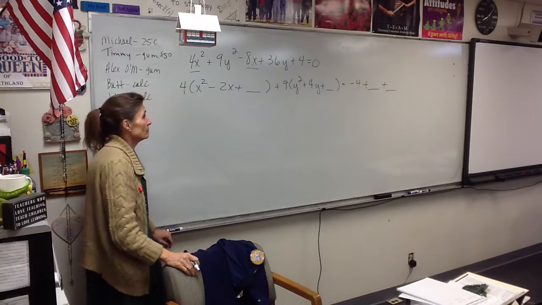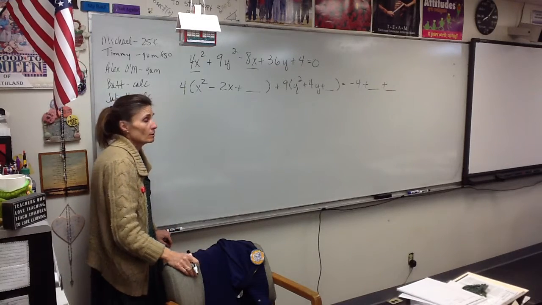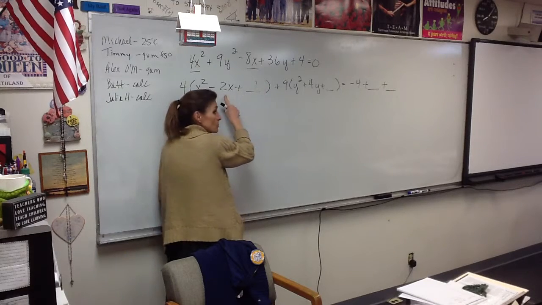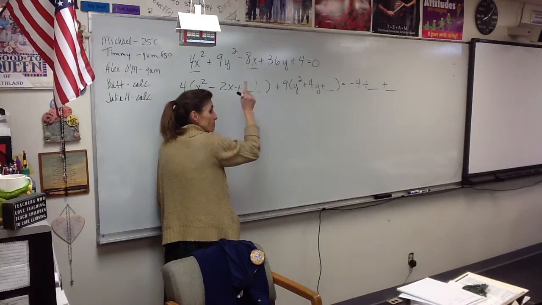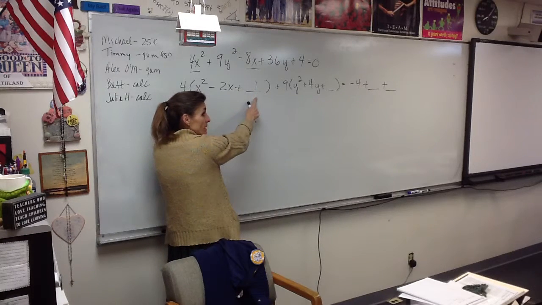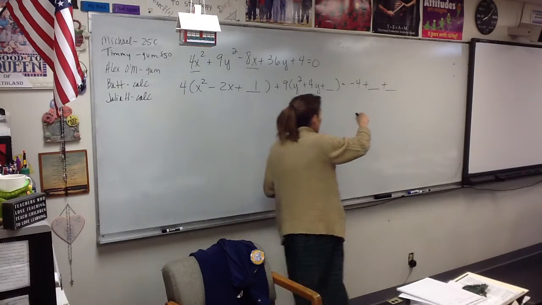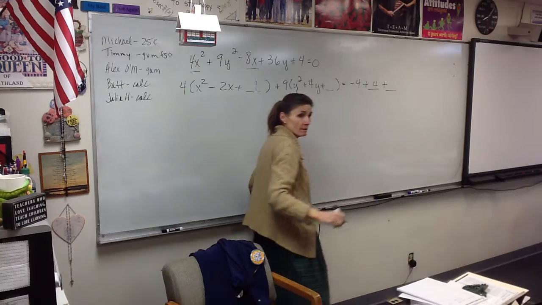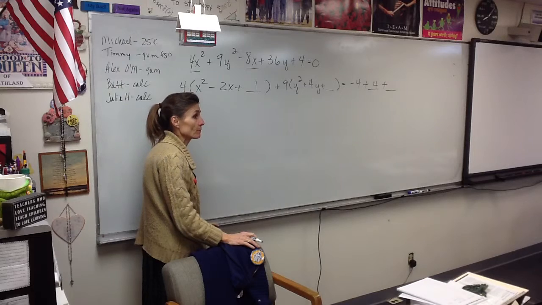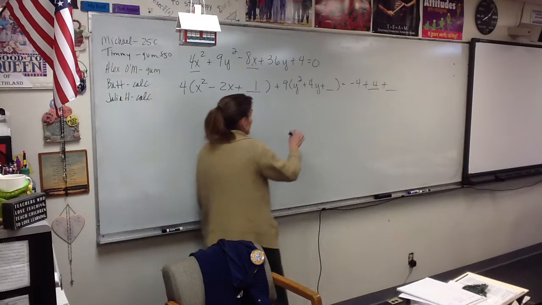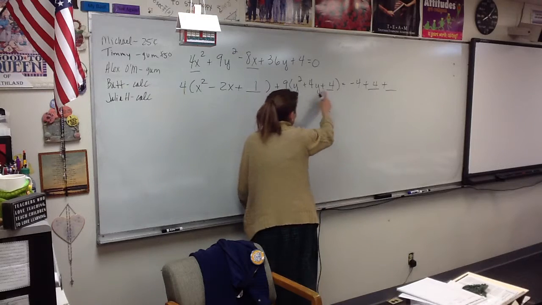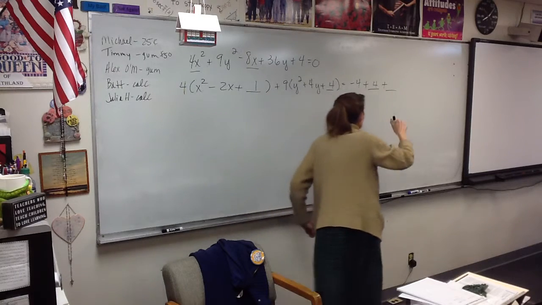All right, here we go. What's going to complete the square right here? 1. Half of 2 is 1, squared is 1. Be careful though, that 1 is actually being multiplied by 4. So when I add it over here, I'm going to add 4. Remember that from last year? Same thing here. Completing the square puts a 4 here. But that's not really a 4, that's really a 36.